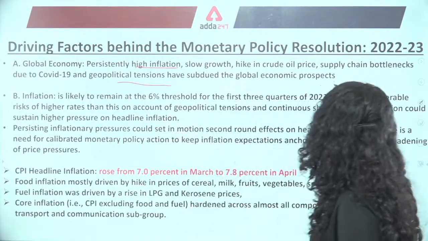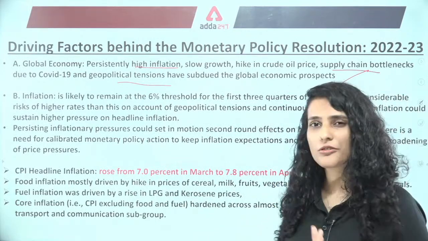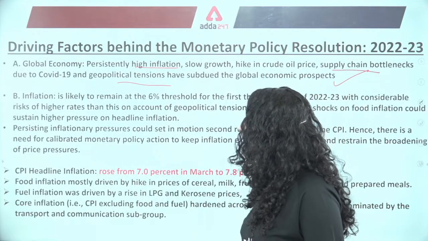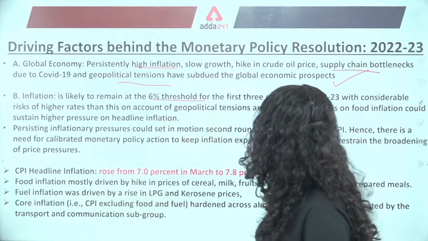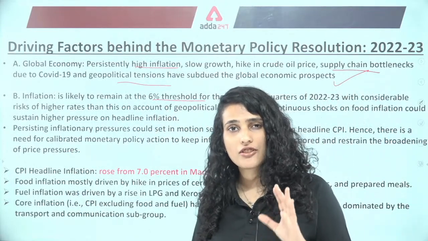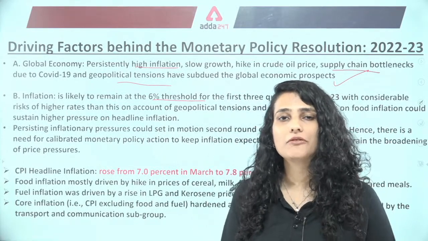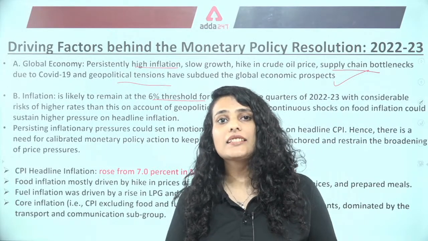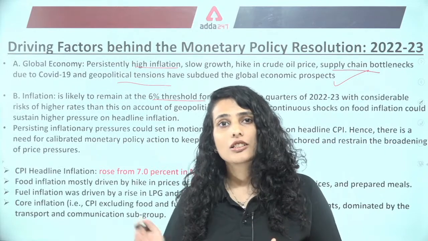Geopolitical tensions, they have subdued supply chain bottlenecks, high inflation, slow growth. All these factors have subdued global economic prospects. Okay, inflation is likely to remain above the 6% threshold for the first 3 quarters. For the first 3 quarters the inflation threshold will remain above 6% for the Indian economy, but there is a risk that the rate of inflation may go higher.